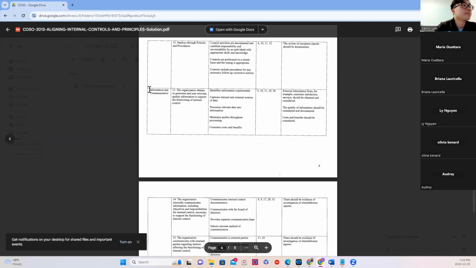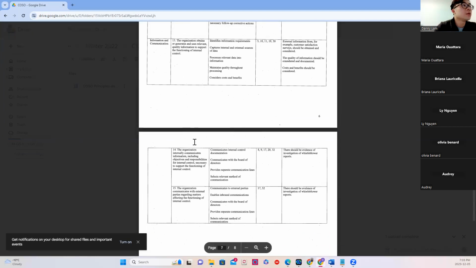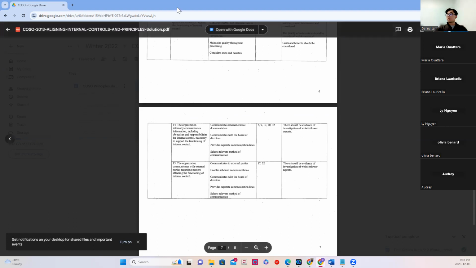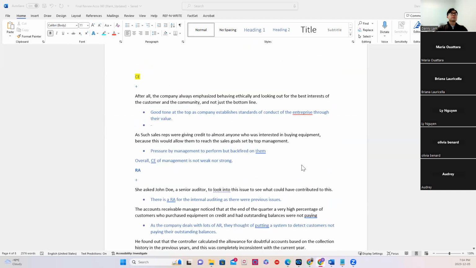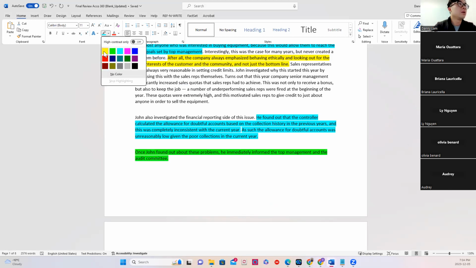So information communication. All right, so internally and then externally. There's two things. So do we see number 14 in this case? Let's go back. The last sentence says Joe found out about these problems. He immediately informed top management and the audit committee. Exactly. It's like, what's the point of doing all this if management doesn't know, right? So that's why it's very important. There you go.